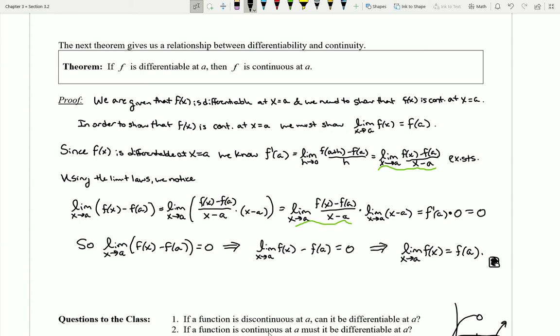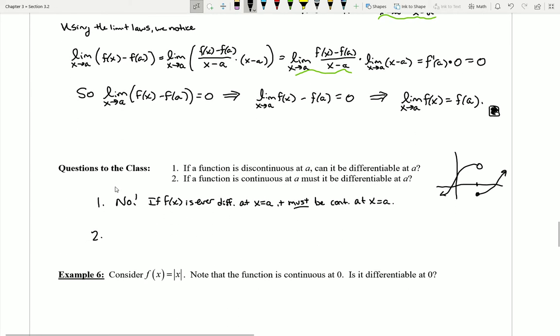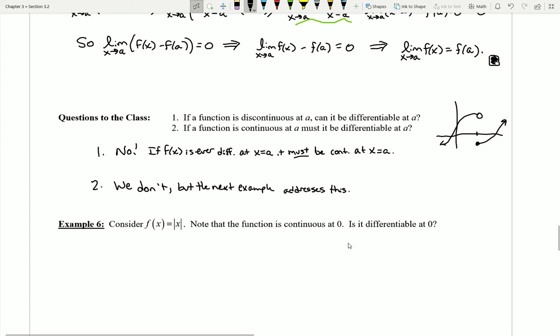Now, this is an important time to note that we have to be very, very careful with how we read statements like this. Notice there is an if part and a then part, and that does not necessarily allow me to reverse the order. I need to recognize that this is a very clear one-way statement. So the relationship when the terms continuous and differentiable are reversed is kind of up in the air. So for number 2, we have to say that we don't know. But the next example addresses this. So let's take a look at the next example to see exactly this sort of question.